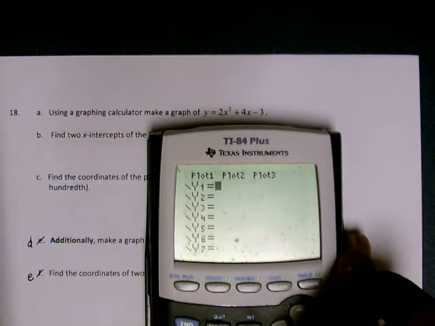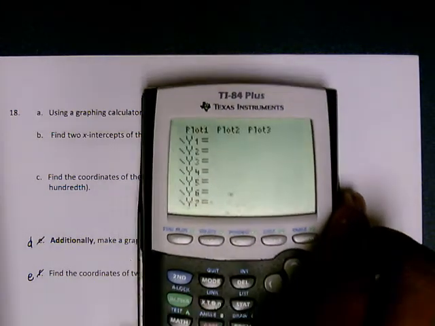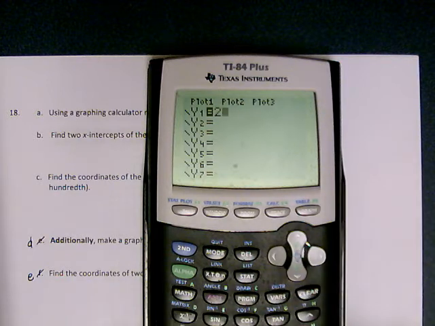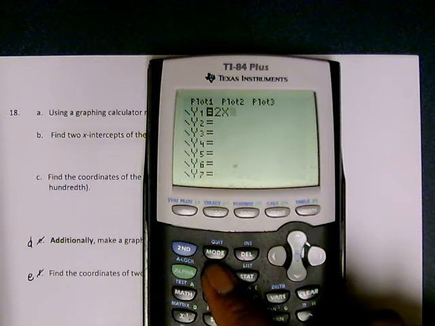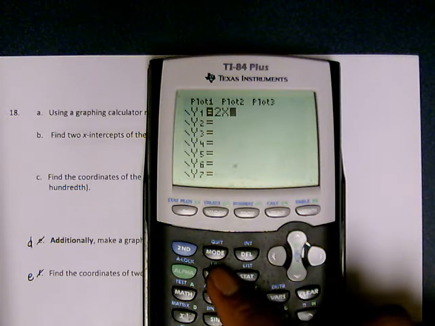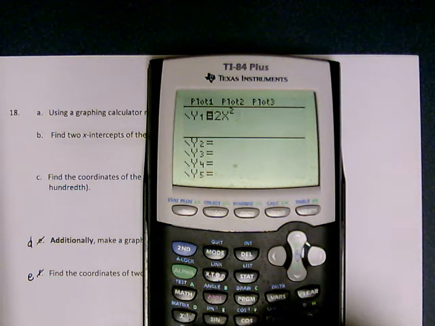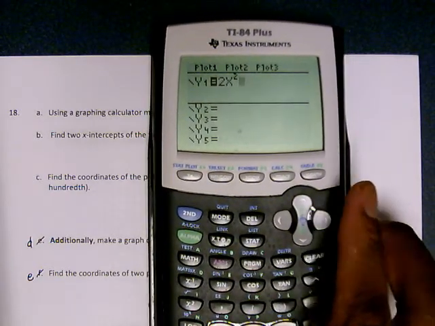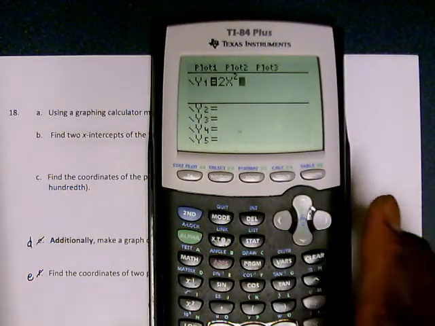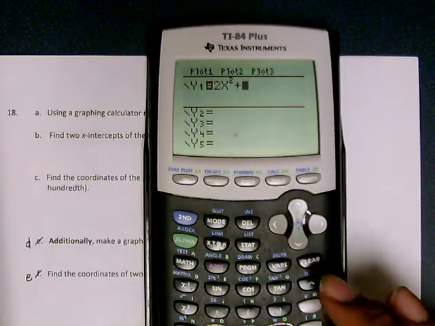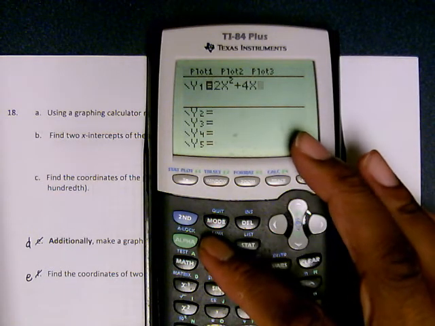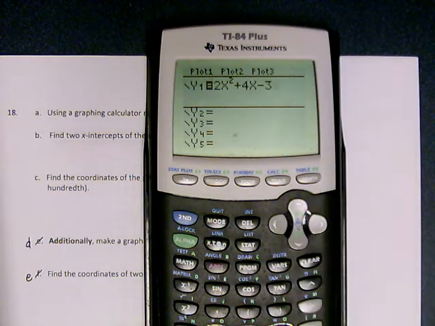Okay, so here we're going to make the graph of y is equal to 2x squared plus 4x minus 3. So here we're going to type in the 2. There's a button that says X,T,theta,n, so you press your X,T,theta,n button for the x. There's an x squared button, so we press the x squared button on the left hand side. So for the 2x squared, then plus 4, and then X,T,theta,n for the x, then minus 3. Okay, that's going to be your equation. Your screen should look like this.